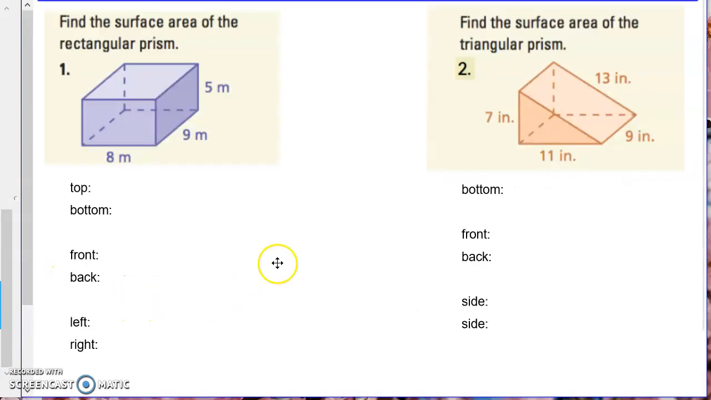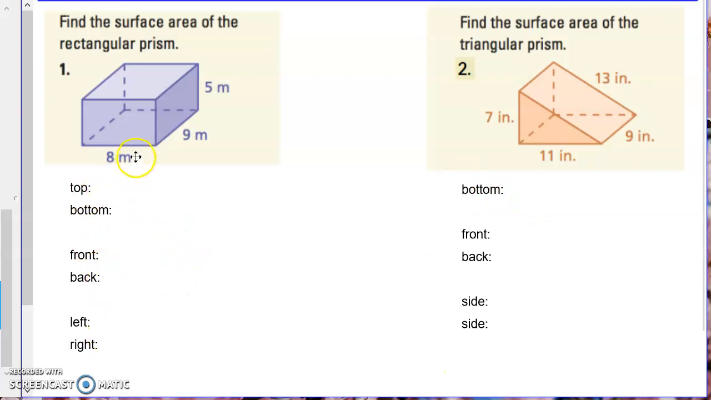So again, when you are solving rectangular prisms, use these as a guide. Top, bottom, front, back, left, right. When you are solving triangular prisms, you should use this as the guide. Bottom, front, and back, and these are going to be the exact same, and then side and side. Sometimes the sides are the same, sometimes those 2 sides are not the same, but you just have to depend on the triangular prism that is given to you. Make sure you use these words as a guide.